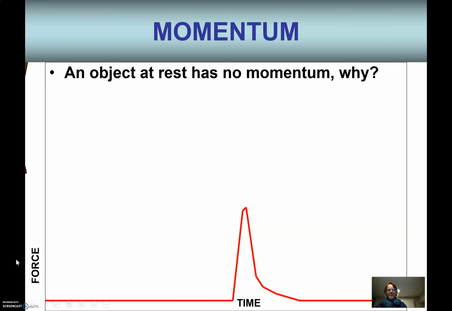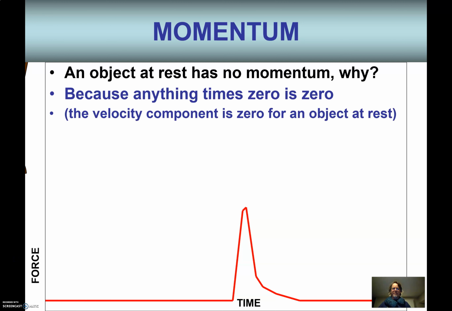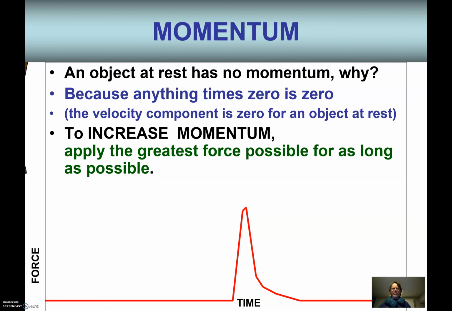Eyes up. So an object at rest has momentum. Why? It's not moving. Okay? Anything times 0 is 0. So to increase the momentum, you got to apply a force to that thing. And the longer you push on that thing, the more momentum it gains.